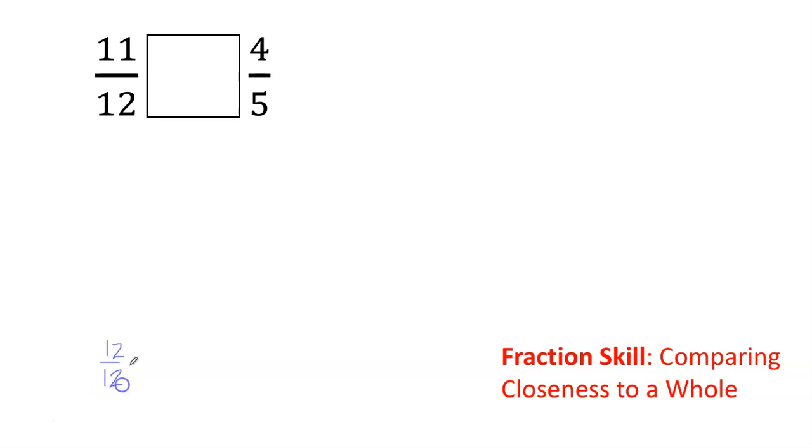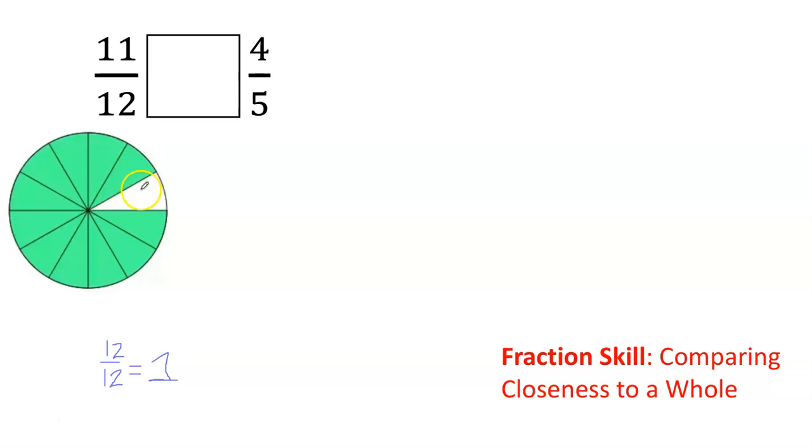Now, 12 twelfths is equal to 1. So I'm saying, how close is 11 twelfths to 1? Well, it is only one slice away. So it is 1/12 away from being equal to 12 twelfths. So if I had just one more slice, this circle would represent a whole.